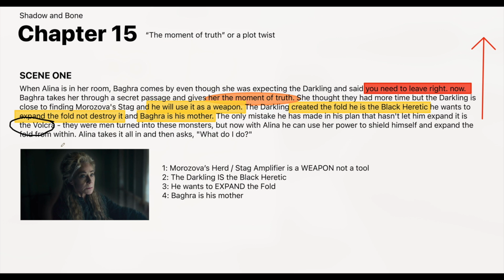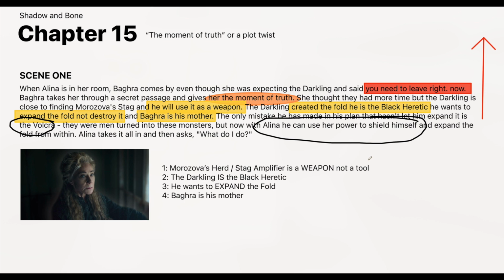The Volcra are actually the opposition to the Darkling as well, because when he created the Fold, all the men that were in the land where the Fold now is turned into these monsters, the Volcra. And so even when he goes in, they attack him. But now with Alina, he can use his power to shield himself, keep the Volcra away, and have enough time to expand the Fold from within.